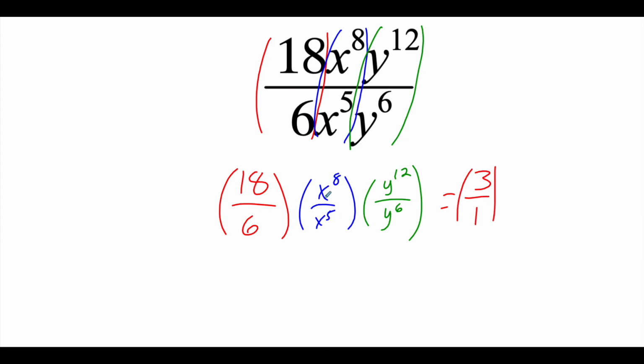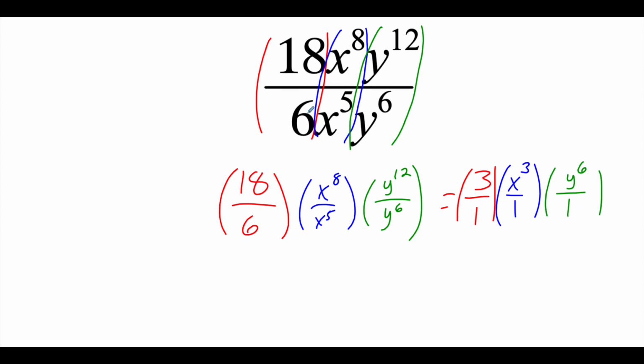As we look at that second set of information with those x's, we keep the base the same, so we're going to leave it as x. We subtract those exponents, so we get x cubed. And again, this is still technically over 1. And then for our y's, we've got y to the 12th over y to the 6th, so we keep the y base the same. Doing 12 minus 6, we get y to the 6th power. And again, this is technically still over 1.